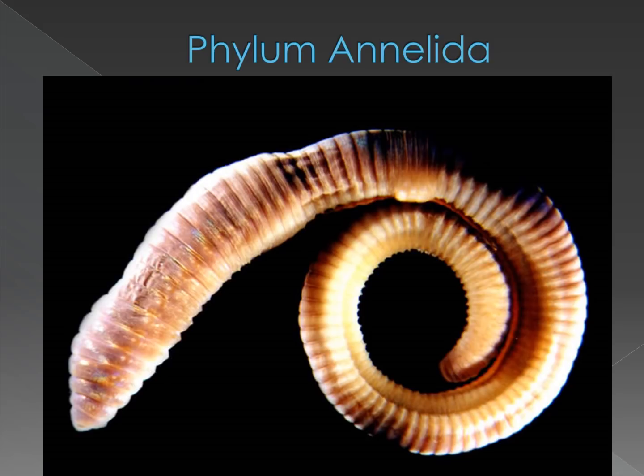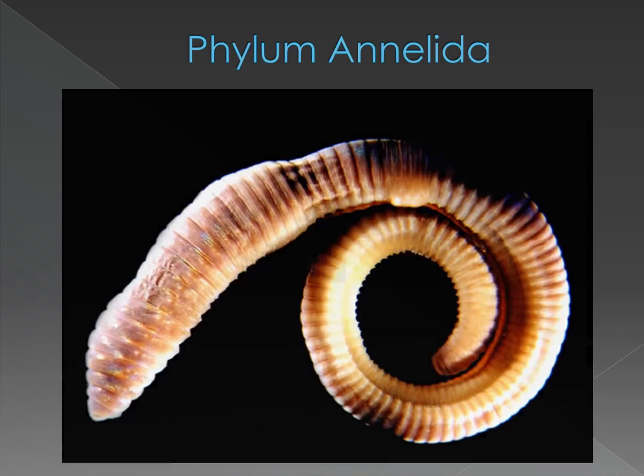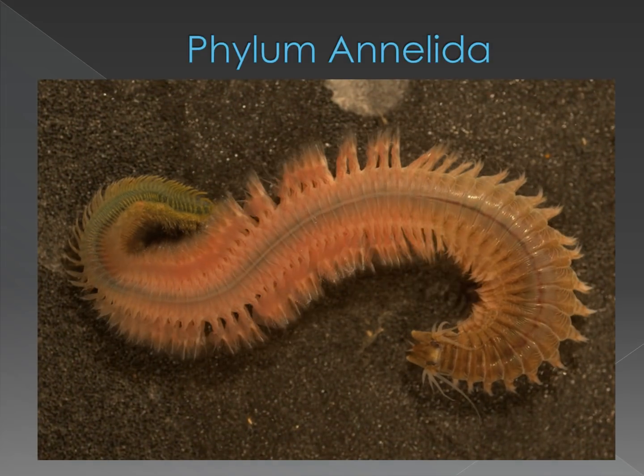They have a coelom, or a body cavity which is developed from the mesoderm, and that is why they are eucoelomates or coelomates. They have a structure called parapodia, because of which they move.